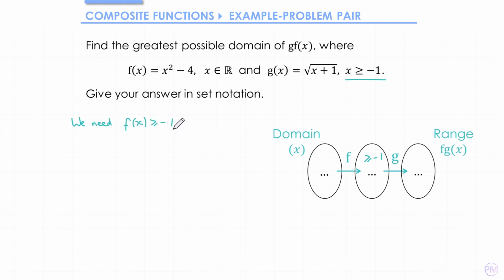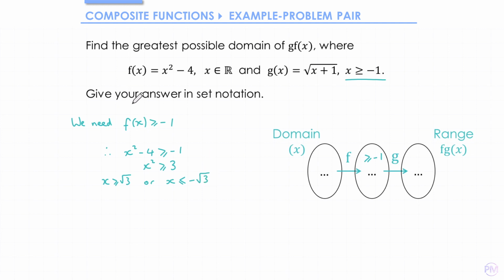So what we need to do next is solve this inequality. Adding 4 to both sides gives us x squared is bigger than or equal to 3. And if x squared is bigger than 3, that must mean that either x is bigger than or equal to root 3, or x is less than or equal to minus root 3.